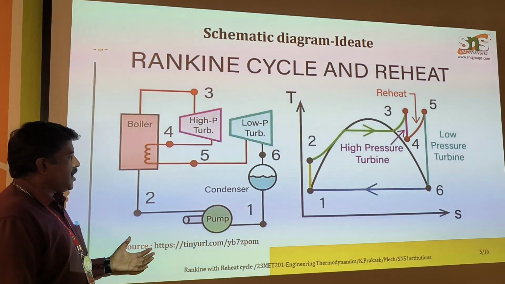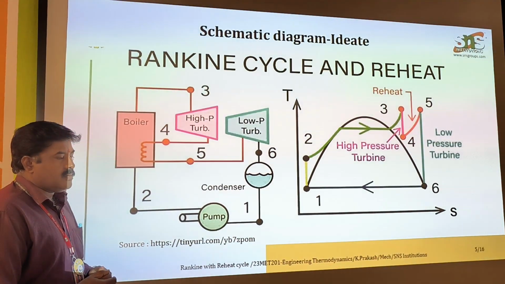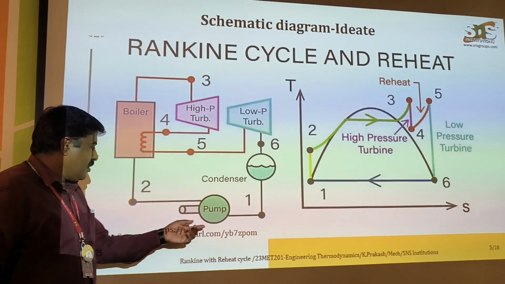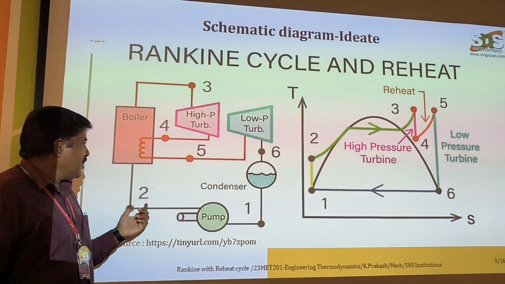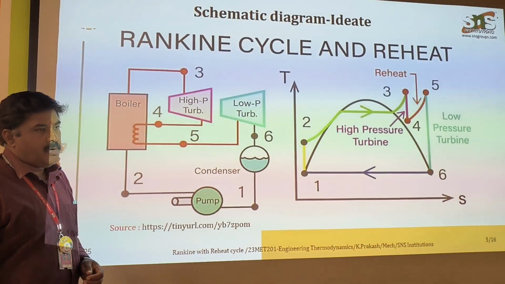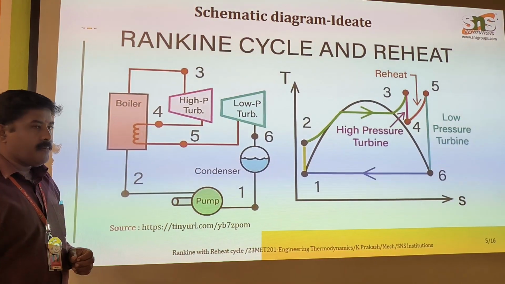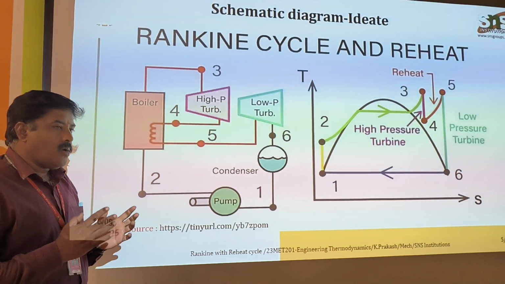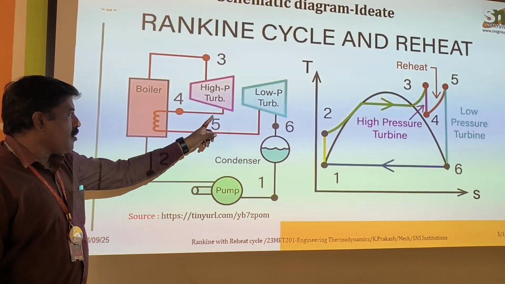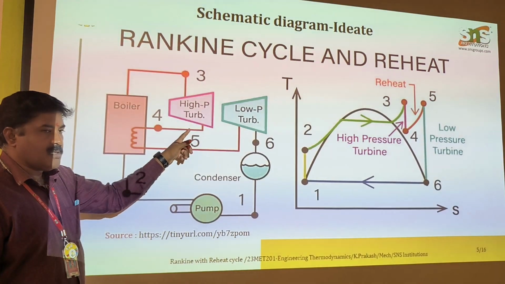Now let's have the idea for this. The idea is how to increase the dryness fraction. We will start from here. The working fluid comes from the pump with increased pressure and is supplied to the boiler. From the boiler, superheated steam is produced. This superheated steam goes to the high pressure turbine, where work is extracted. All the heat present in the steam cannot be extracted as work, so some amount of heat is converted and the superheated steam becomes dry steam.